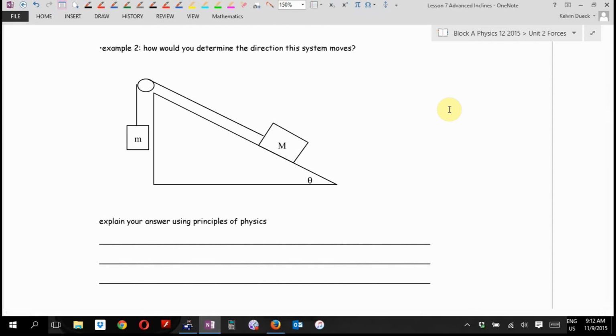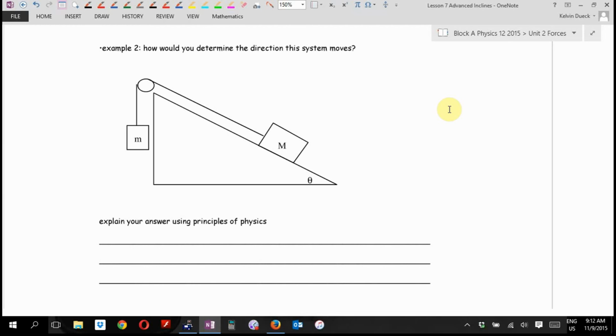Now we're going to get into good physics versus being lazy. I will show you the good nerdy physics method, and then I will let you know that I tend to be lazy. Example 2 says this: How would you determine the direction this system moves?